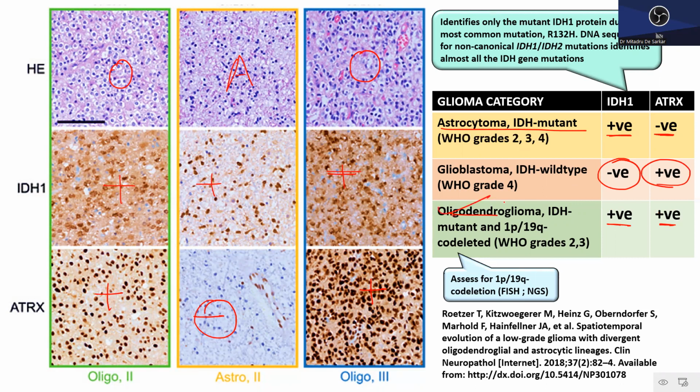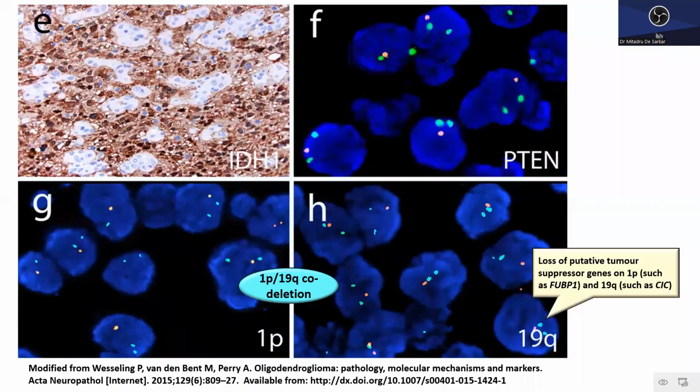And lastly, in order to give the diagnostic nomenclature of oligodendroglioma, you will obviously have to assess for 1p19q co-deletion, and this can be done by either FISH or next generation sequencing. And this is how FISH helps. You see that there is a loss of the red signals in both the 1p and the 19q locus, so there is a 1p19q co-deletion. The deletion of 1p results in loss of tumor suppressor genes like FUBP1, and deletion of 19q results in loss of tumor suppressor genes like CIC, resulting in generation of the oligodendroglioma.